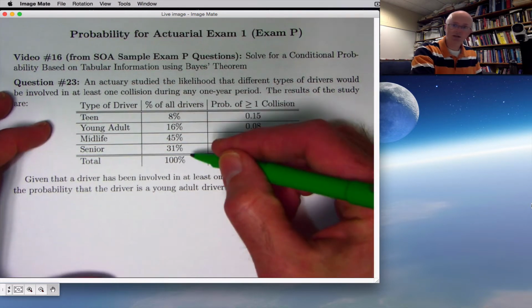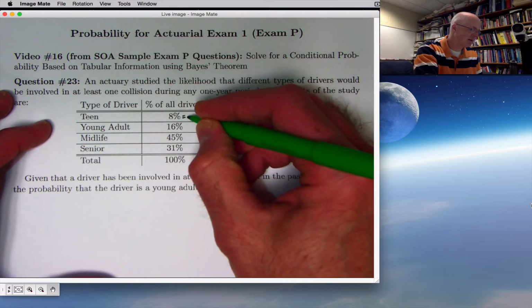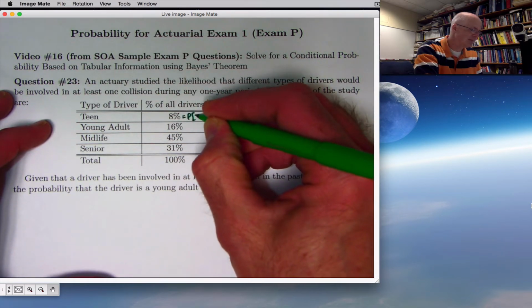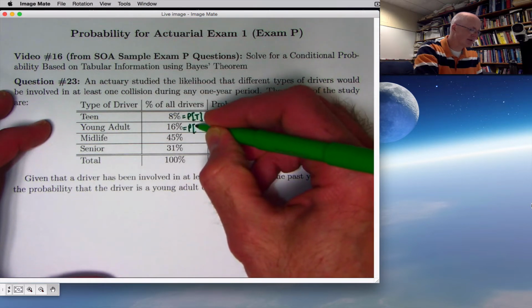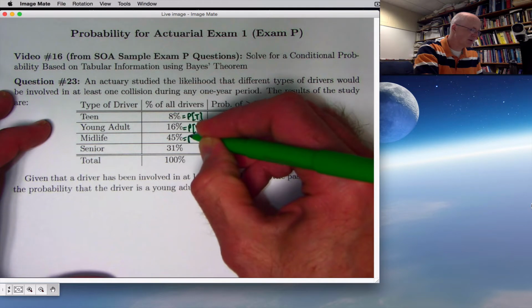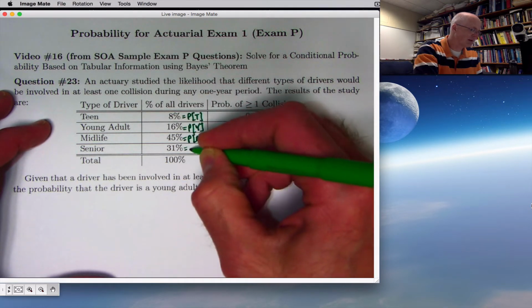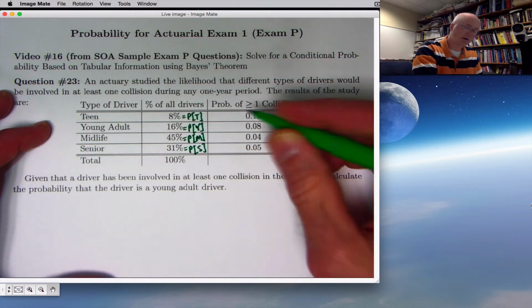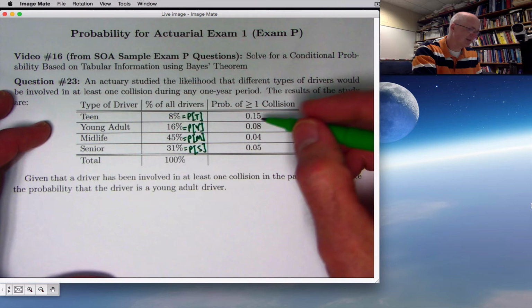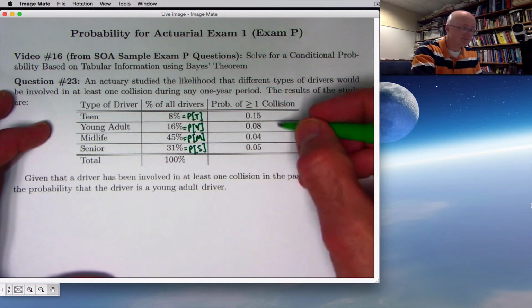You've got these percentages here, which you can think of as probabilities. So this 8% would be the probability that a randomly chosen driver is a teen. The 16% would be the probability that the randomly chosen driver is a young adult. 45% the probability that a randomly chosen driver is in midlife. And 31% would be the probability that a randomly chosen driver is a senior. Okay? So you can go ahead and label those right away. And that's another benefit of the table. You can just write these things down in the table itself.